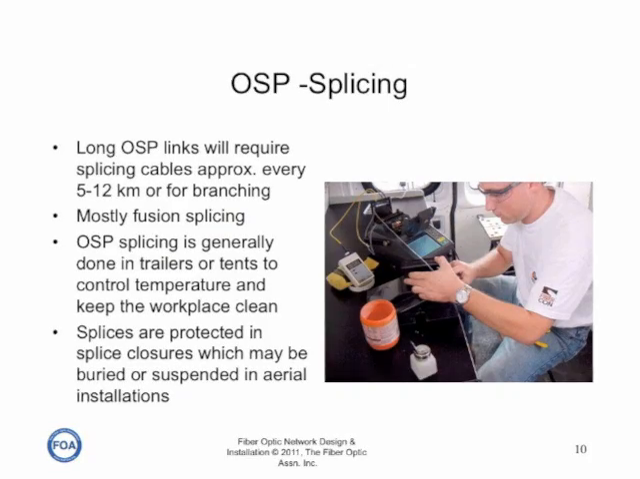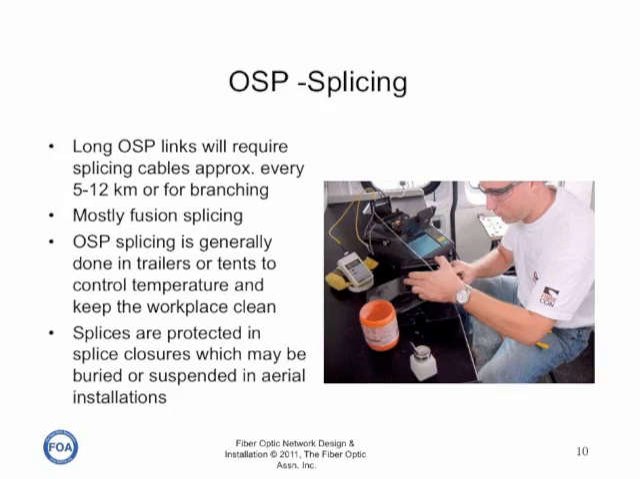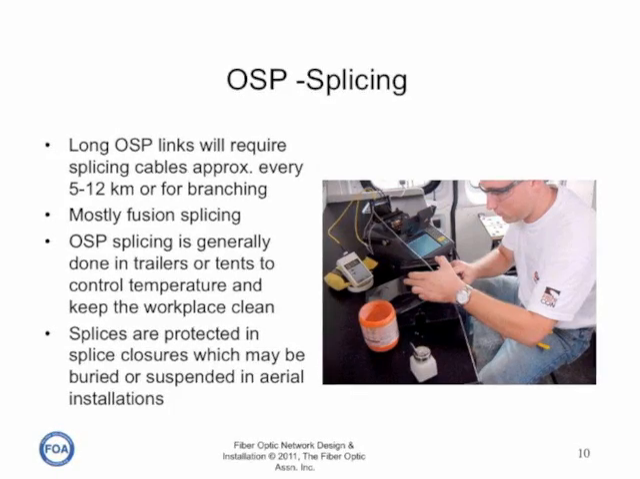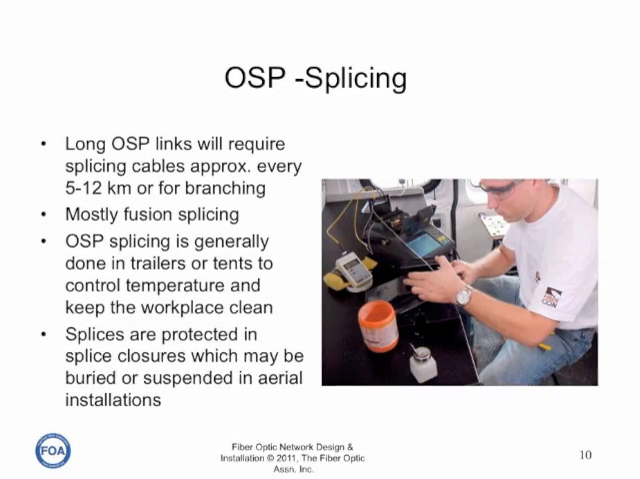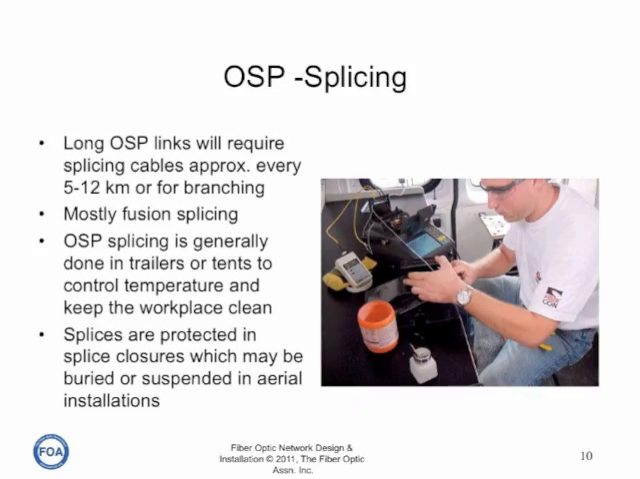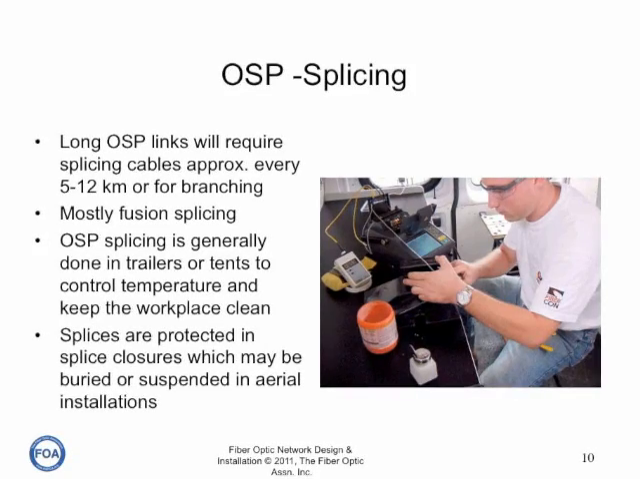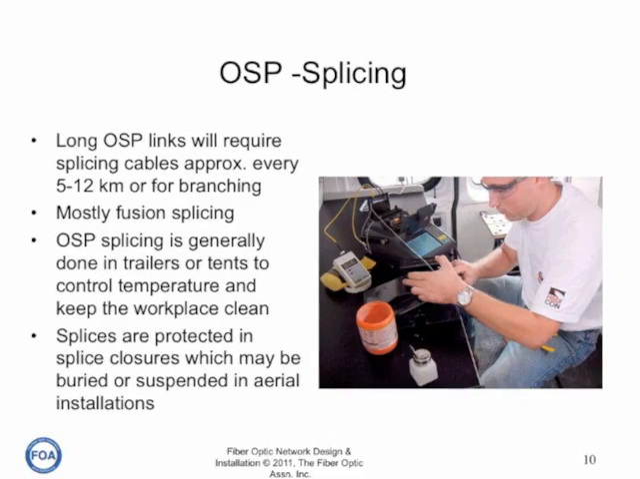Outside plant runs are often very long, and they will require splicing together cable sections every 5 to 12 kilometers, or even more often for branching. It's mostly done with fusion splicing, and that fusion splicing is generally done in splicing trailers or tents so that the temperature can be controlled and the workplace can be kept clean.